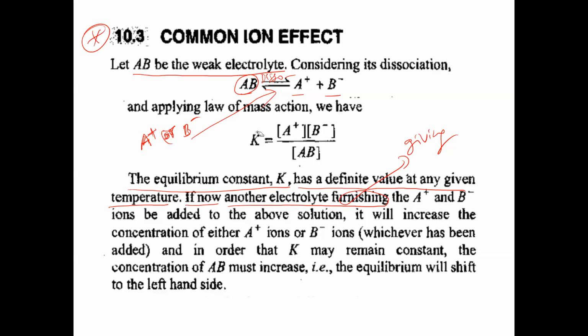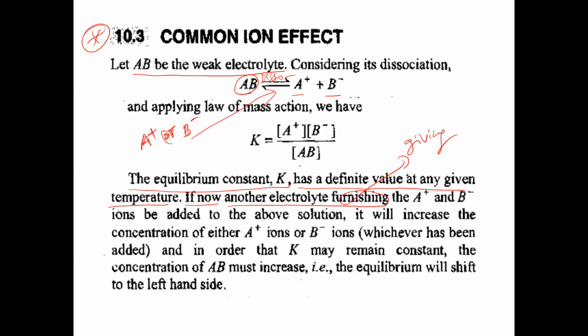To make this K value constant, whenever the numerator is increasing, this value AB also should be increasing. The concentration of AB also should be increasing. For that purpose, the backward direction will take place. In the backward direction, AB will be forming. Whenever AB is forming, the denominator value also will be increasing. That's why the K value remains constant. So that is the concept of the common ion effect.